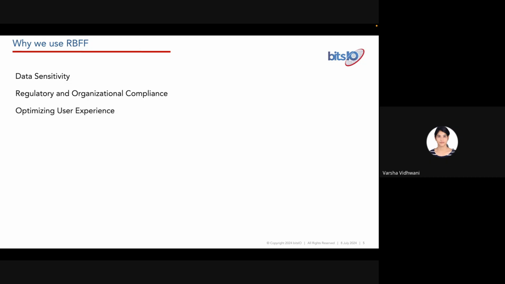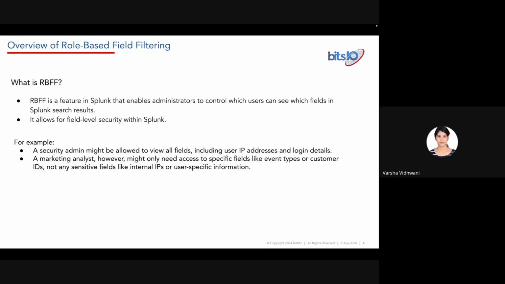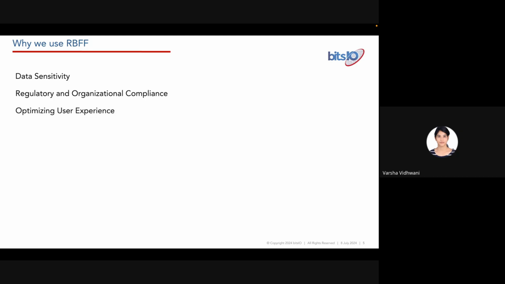Another main reason could be the optimization of user experience. So field-based access control can limit the clutter. So users see only fields that are relevant to their roles, which would make search results cleaner and more focused. Let's say as an example, again, the admin would be able to see all the fields, but any other, let's say the marketing analyst, he would be limited to only few fields and not the network related, IP related information.